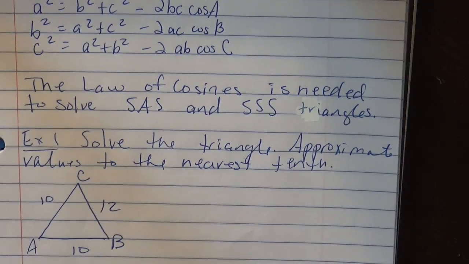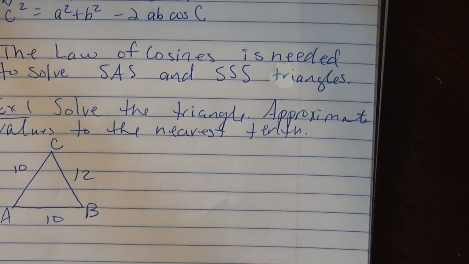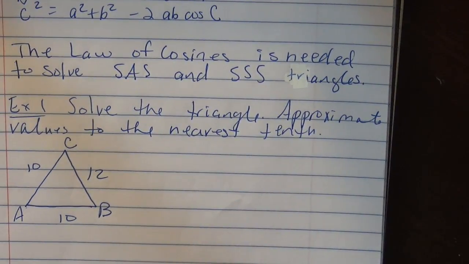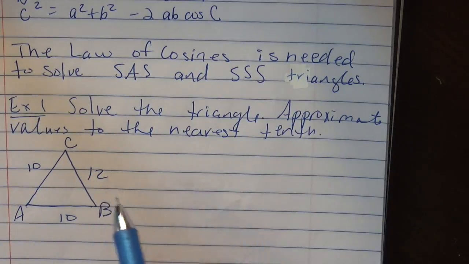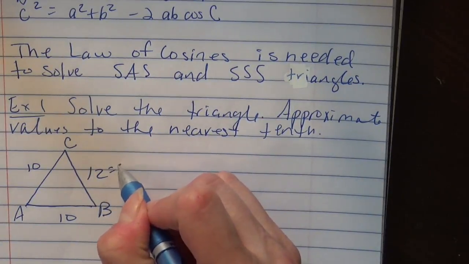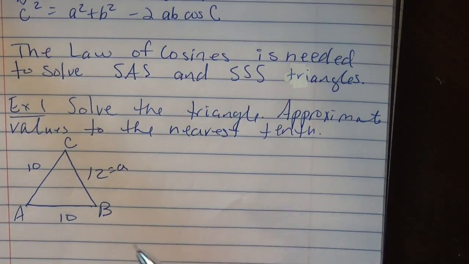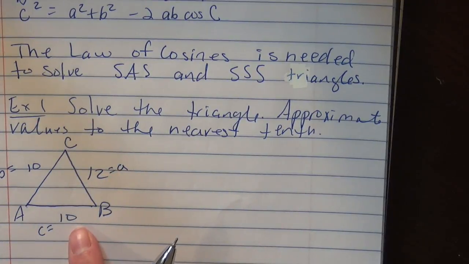Example 1, I'm asked to solve the triangle, approximate values to the nearest tenth. And I've got triangle ABC. And then my side lengths: side a is going to be 12. Side b is 10. Side c is also 10. So we've got three sides given, but we know nothing about the angles, and we have to solve for all of the angles. So the law of cosines is going to get us started on this.